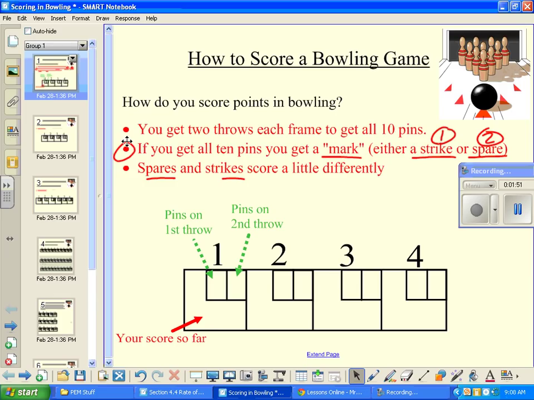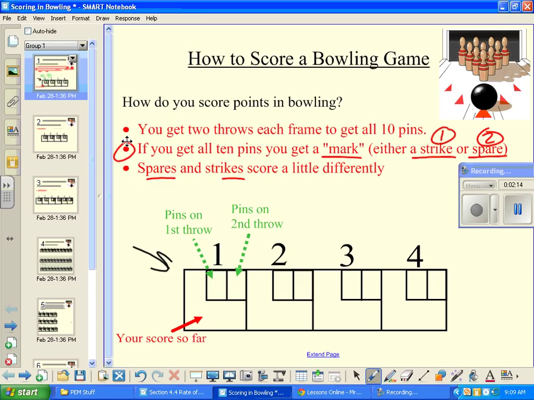So let's say, for example, here's a scoring sheet, or what one might look like. The numbers up top mean the frame that you're in, so that's each time you get to go up and bowl. Again, you get 2 throws or 2 shots to get all 10 pins. So in frame one, the first box is how many pins you get in the first throw. The second box is how many pins you get in the second throw.